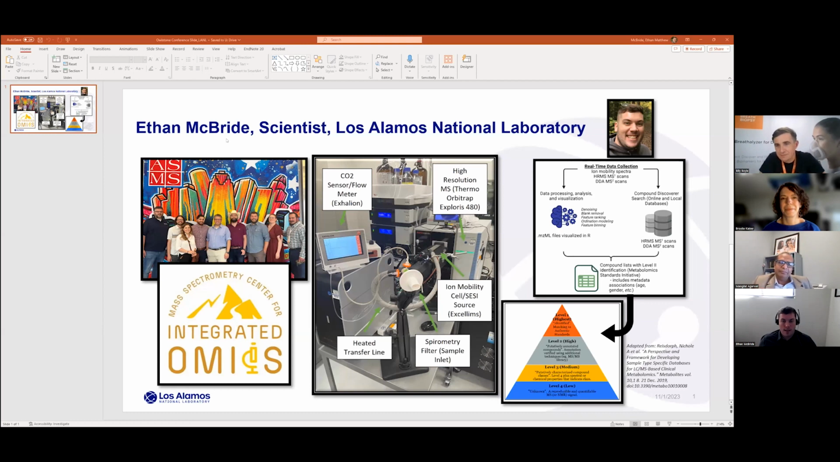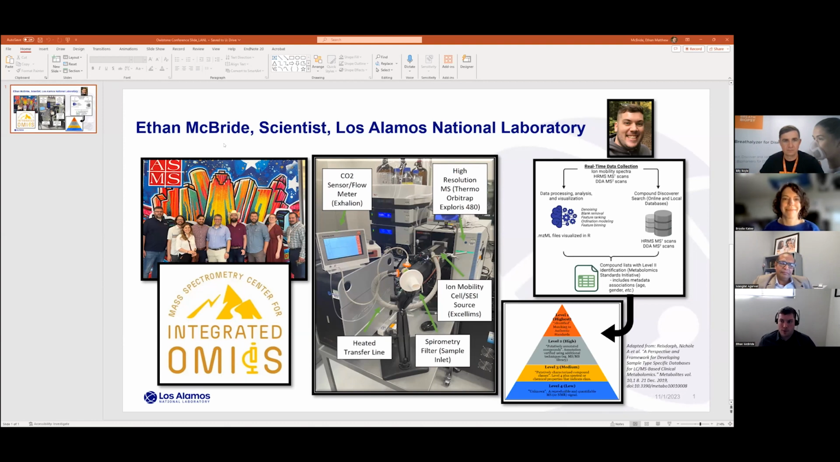So hi, everyone. I'm Ethan McBride. I'm a scientist here at Los Alamos National Laboratory. I've been here for about 2 years. We've been in the breath field for approximately the same amount of time. I'm a part of the bioscience division here, and on a smaller scale, a part of the Mass Spec Center for Integrated Omics within biosciences. So we are a multi-omics platform from metabolomics all the way up to proteomics. I've got a picture of our team here.